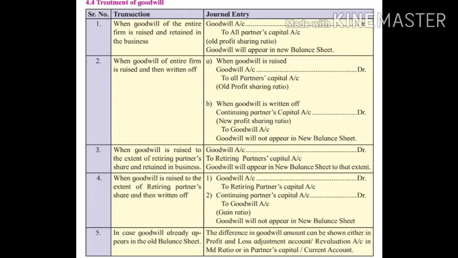When continuing, we distribute the amount in the continuing partners' capital account, so we have to calculate a new ratio. Now the third case we have seen, when goodwill is raised to the extent of the retiring partner. In that case we have only one entry: goodwill account debit to retiring partner's capital account. The goodwill amount we write in the new balance sheet asset side. And the fourth case, when goodwill is raised to the extent of the retiring partner and written off, we have 2 entries. Number 1, goodwill account debit to retiring partner's capital account, and number 2, continuing partners' capital account debit to goodwill account. And the fifth, when goodwill already appears in an old balance sheet, the difference we have to adjust in the revaluation account or partners' capital account.